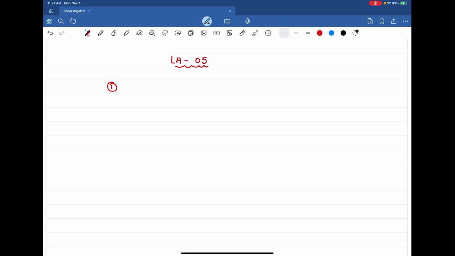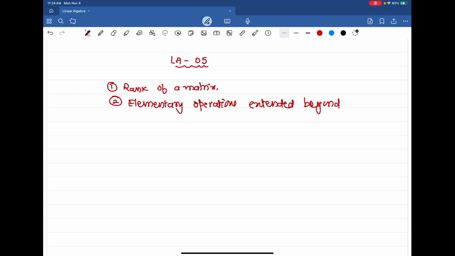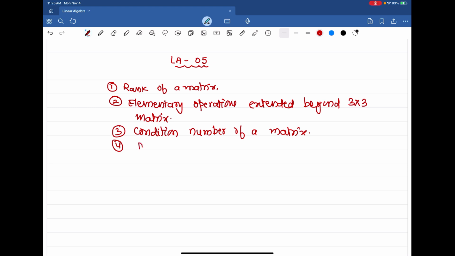We will be covering rank of a matrix, elementary operations, extended beyond 3 by 3 matrix, condition number of a matrix, and with the help of elementary operations to find the determinant of a matrix.